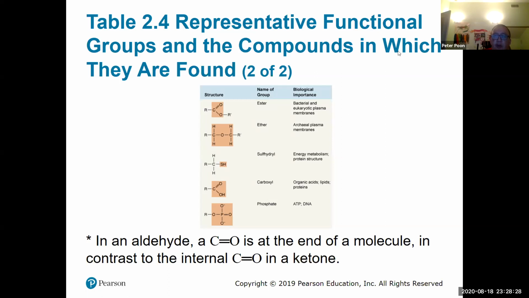The last two that you have to know are the carboxyl group and the phosphate group. Make sure you know those groups because they are much more biologically relevant for microbiology than the other ones. I'm not saying these aren't, they really are, but you don't need to know that much micro. You don't need to know that much biochemistry.